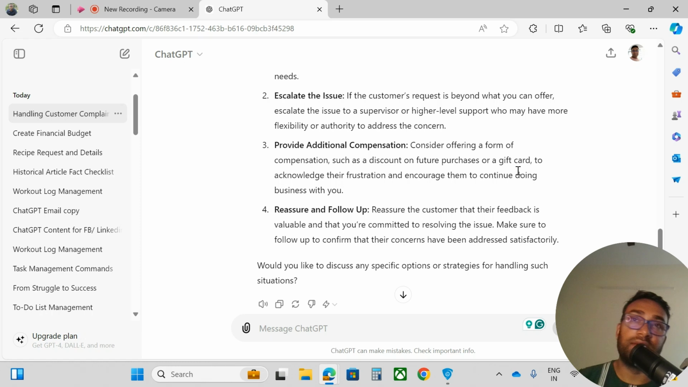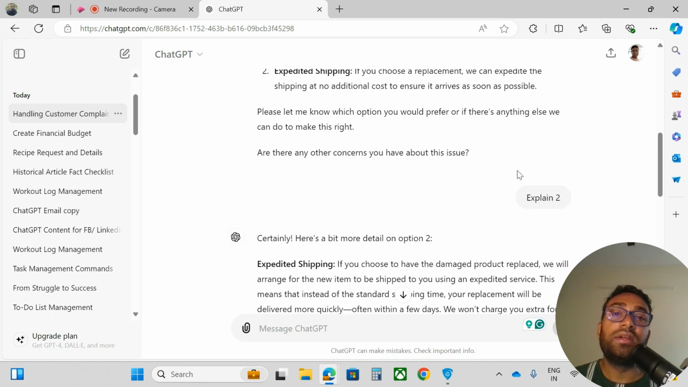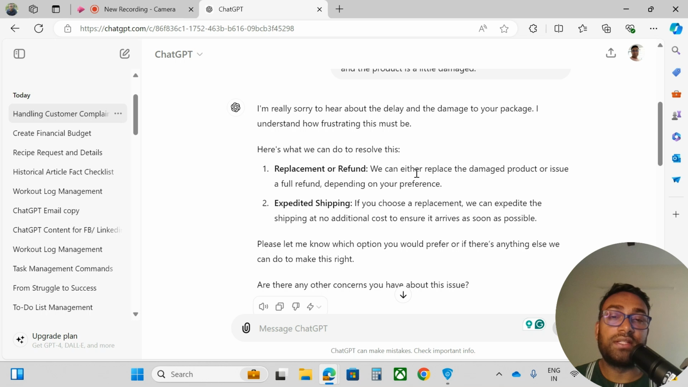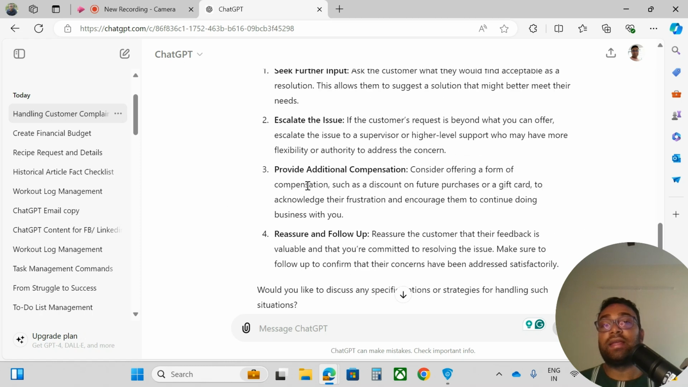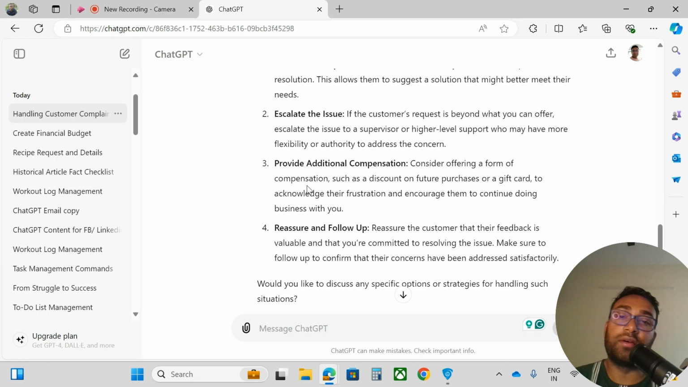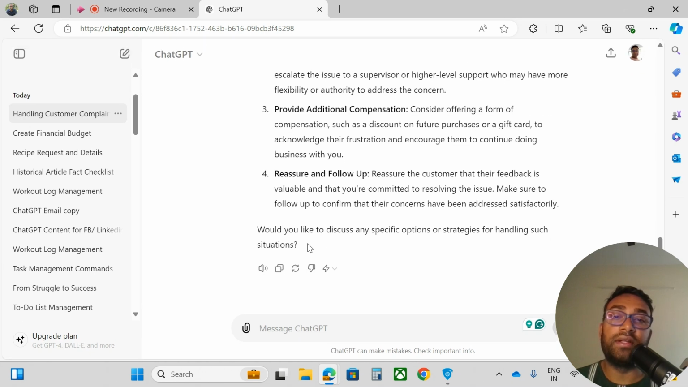So again, it is asking. See, the first thing, ChatGPT handled it by providing two solutions. Then I said the customer is not happy, and again it provided four examples, and then asked whether I would like to discuss any specific option or strategies for handling such situations. Again, you can ask according to your customer and solve the problem. So I think you got the idea.